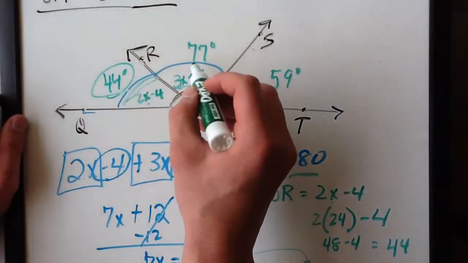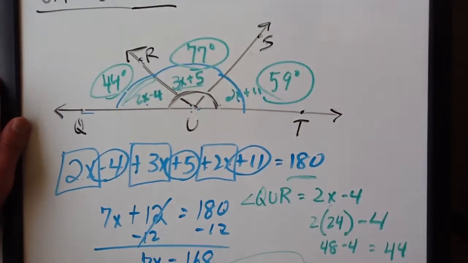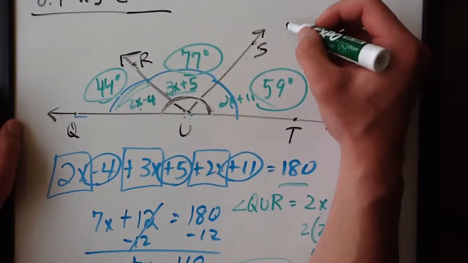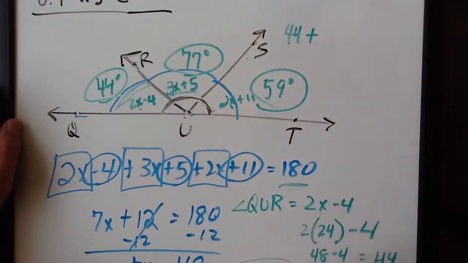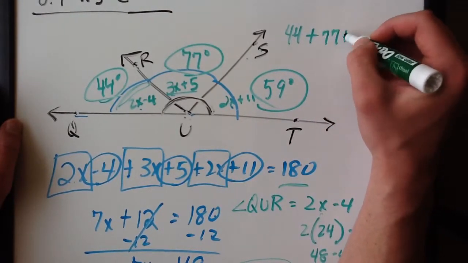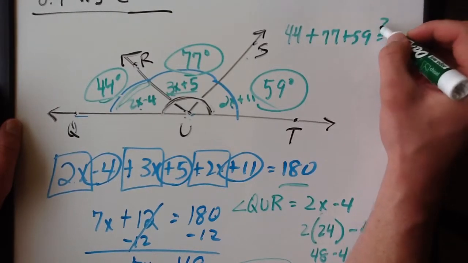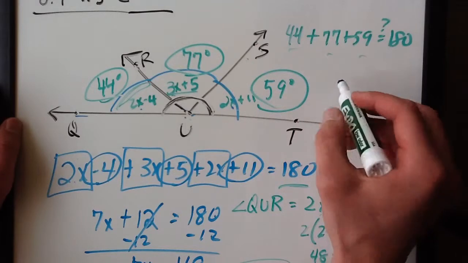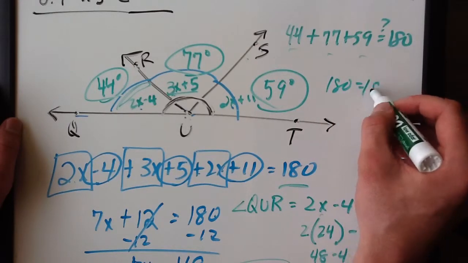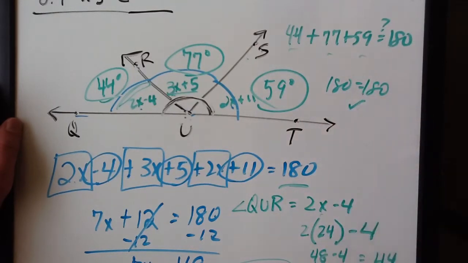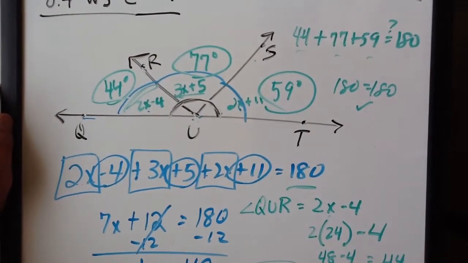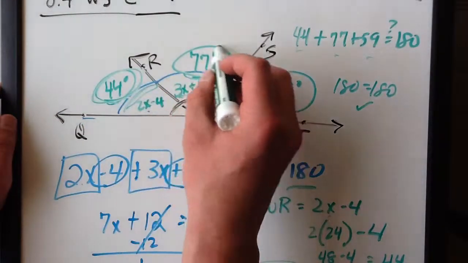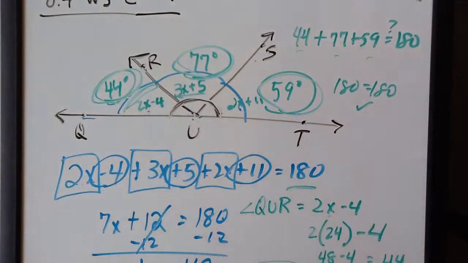So does 44 plus 77 plus 59, do those angles equal 180? So I can check 44 plus 77 plus 59. Does that equal 180? 44 plus 77 plus 59, that is 180. Does 180 equal 180? Yes, it does. So these are the measures of the angles: 44 degrees, 77 degrees, and 59 degrees.